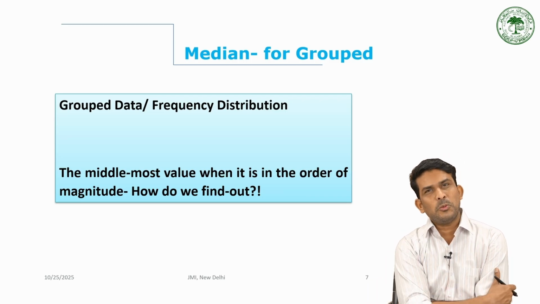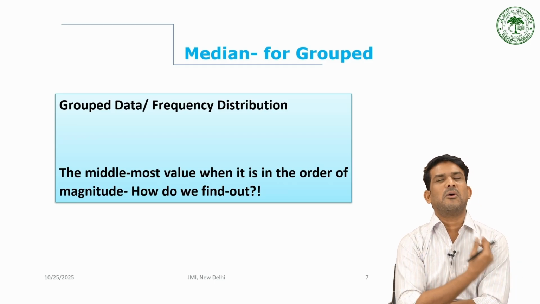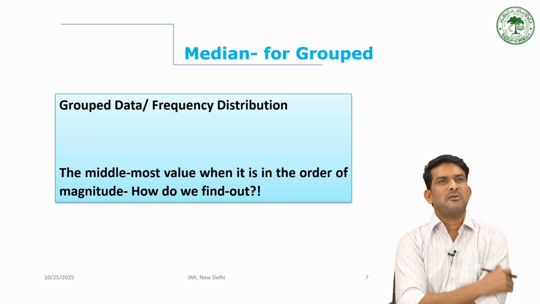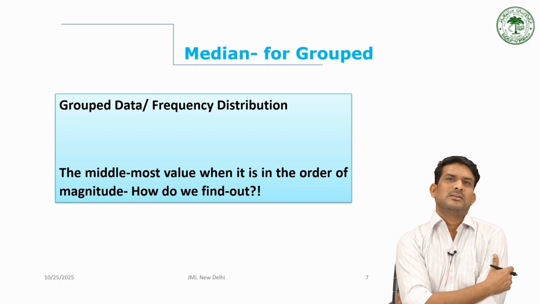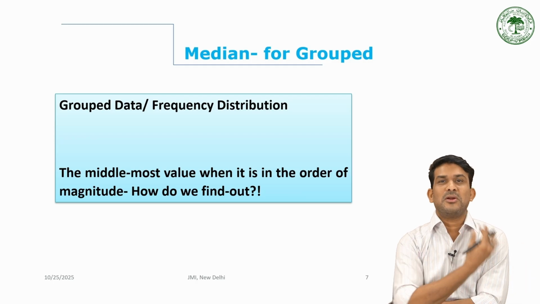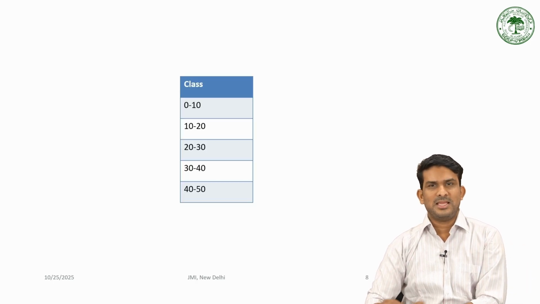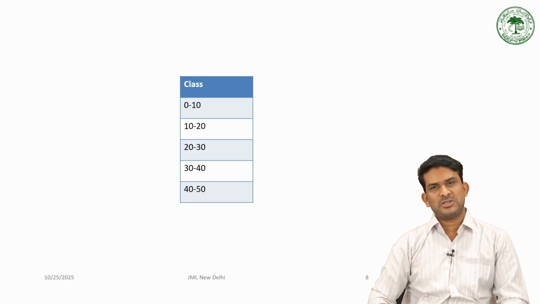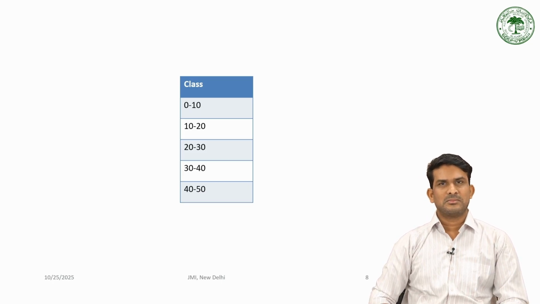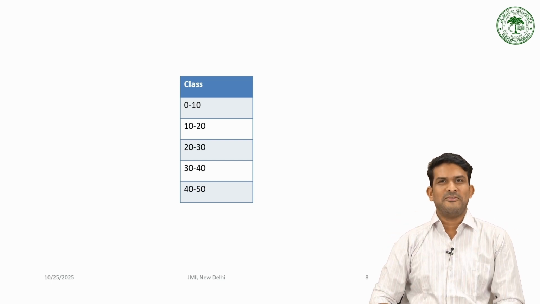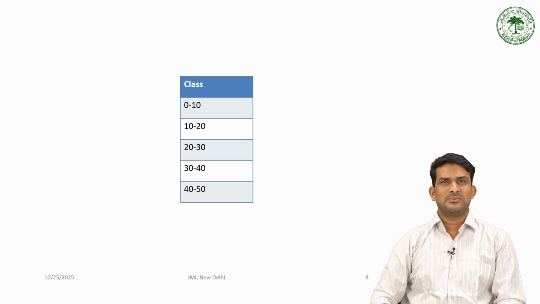In the case of grouped data, how do we find the order of magnitude? How do we find out the median, the middlemost value? Do you have an idea? See, this is the frequency distribution, right? Classes are given, so a bit confusing. How do I fix the middle value?